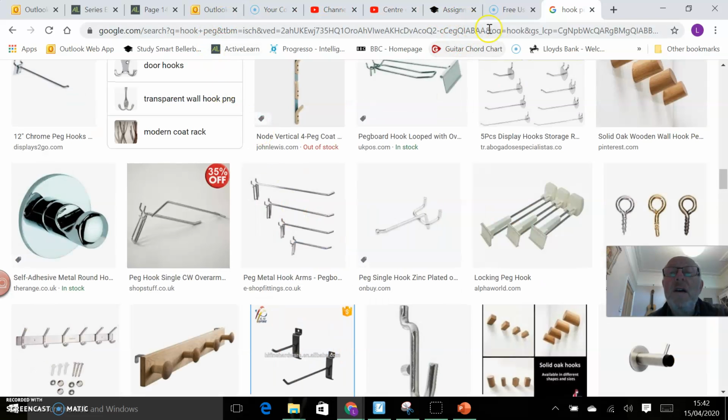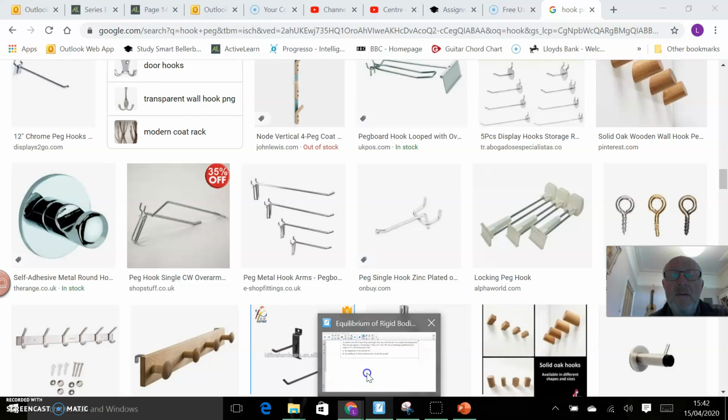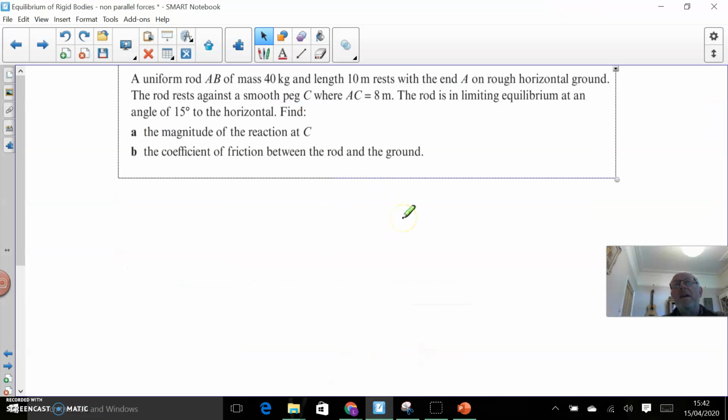So in the context of mechanics problems, it is just a point. We would model it as a point where a rod can lean against. So we have, in this case, a rod resting on two things: the horizontal ground and the peg. So the first thing we have to do is draw this situation.